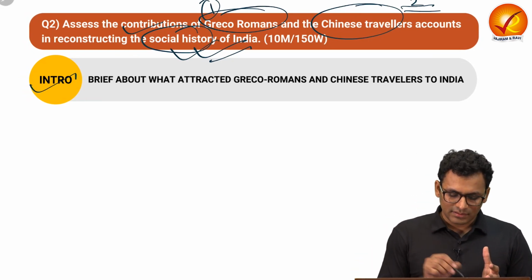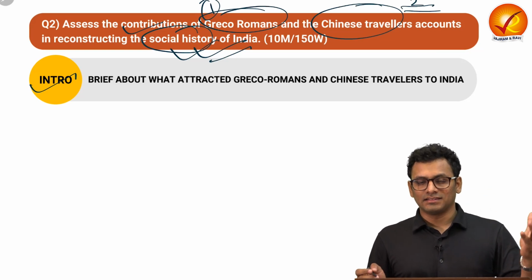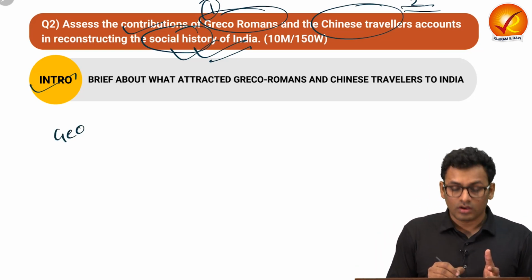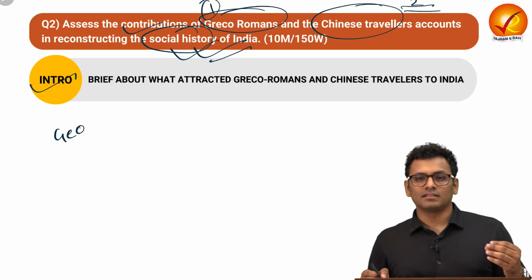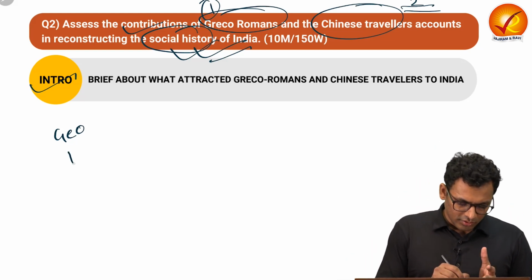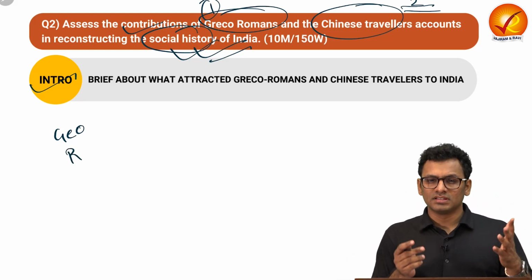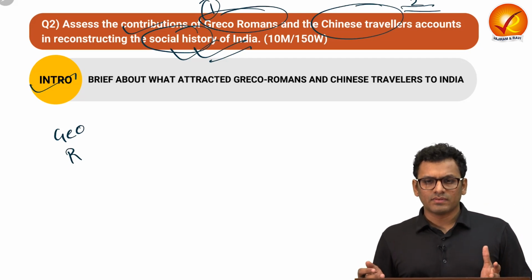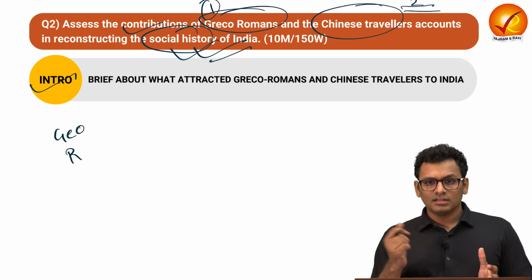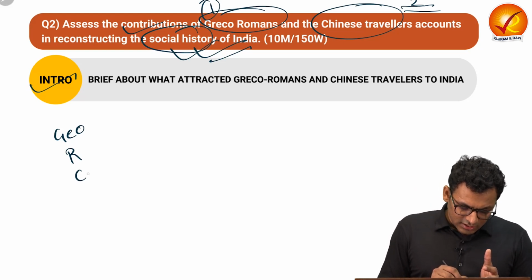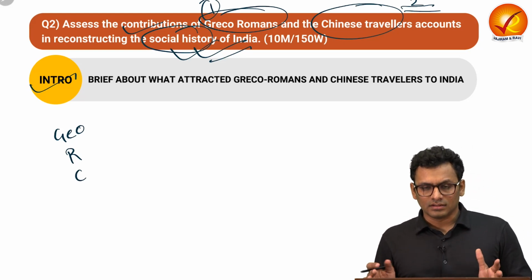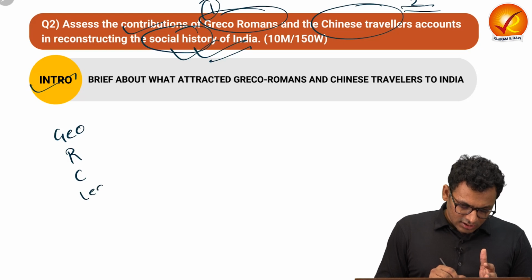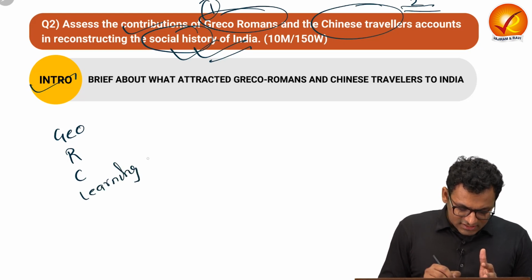Now we understood that many foreign travelers traveled to India for a variety of reasons. You can talk about the same in the introduction, what exactly attracted them. We can talk about how geography was a unique aspect which attracted the travelers. You can talk about how religious practices such as Buddhism at that time and other religious practices also attracted the travelers. You can talk about unique cultural practices with respect to India, as well as learning centers.